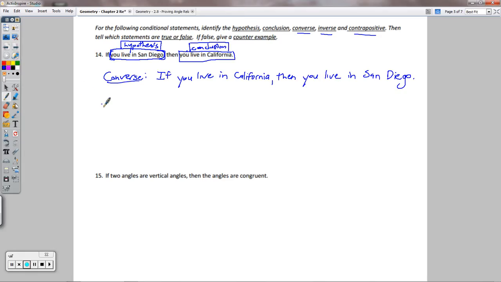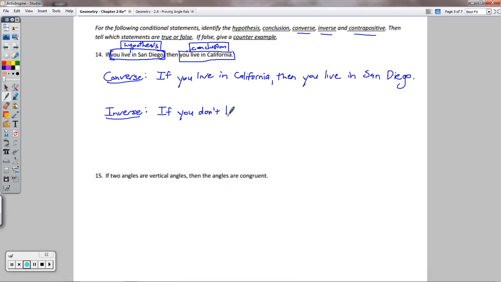The inverse will determine the truth value of these statements in just a moment. So I'll leave a little space underneath this. I'm just going to write out the statements initially first. So the inverse, we negate. We take the original conditional statement, the original if-then statement, in other words, and we just put nots in there. So if you live in San Diego would become if you don't live in San Diego, or if you do not live in San Diego. So we make that grammatically correct.